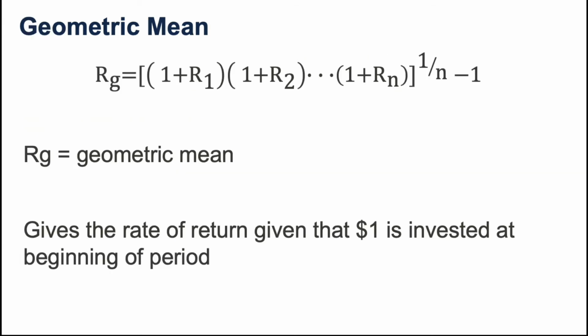We are going to also use the geometric mean, which is the average. Given that you make an investment today, it gives the average return over the next n periods. Here, R1 is the return for period 1, R2 is the return for period 2, Rn is the return for period n, and we multiply those together, then take them to the reciprocal of the number of periods, subtract 1 to come up with the geometric mean.